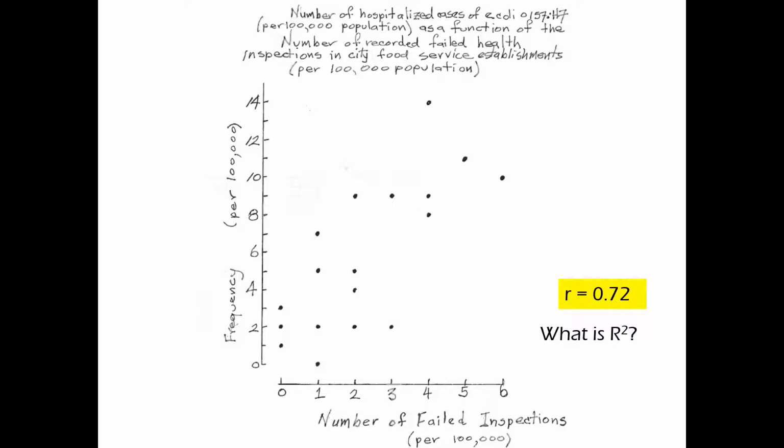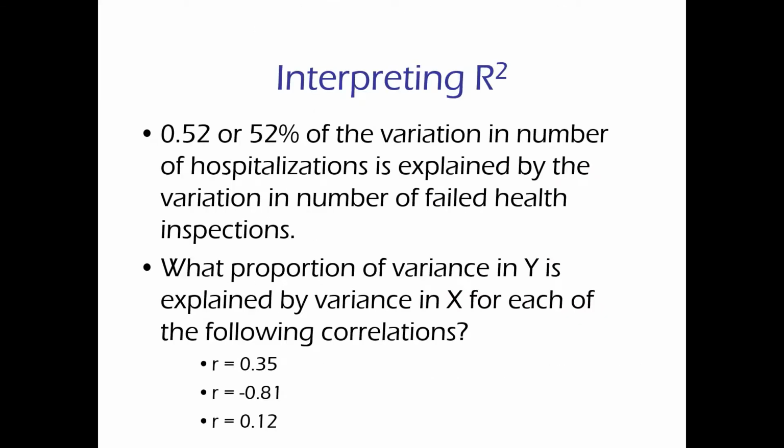Now let's calculate the R squared value in our example. Basically, it's just to square the R, which is 0.72. Then we square it, and the R squared value we get is 0.5184. So it means 52% of the variation in number of hospitalizations is explained by the variation in number of failed health inspections. Now let's do a bit more practice.